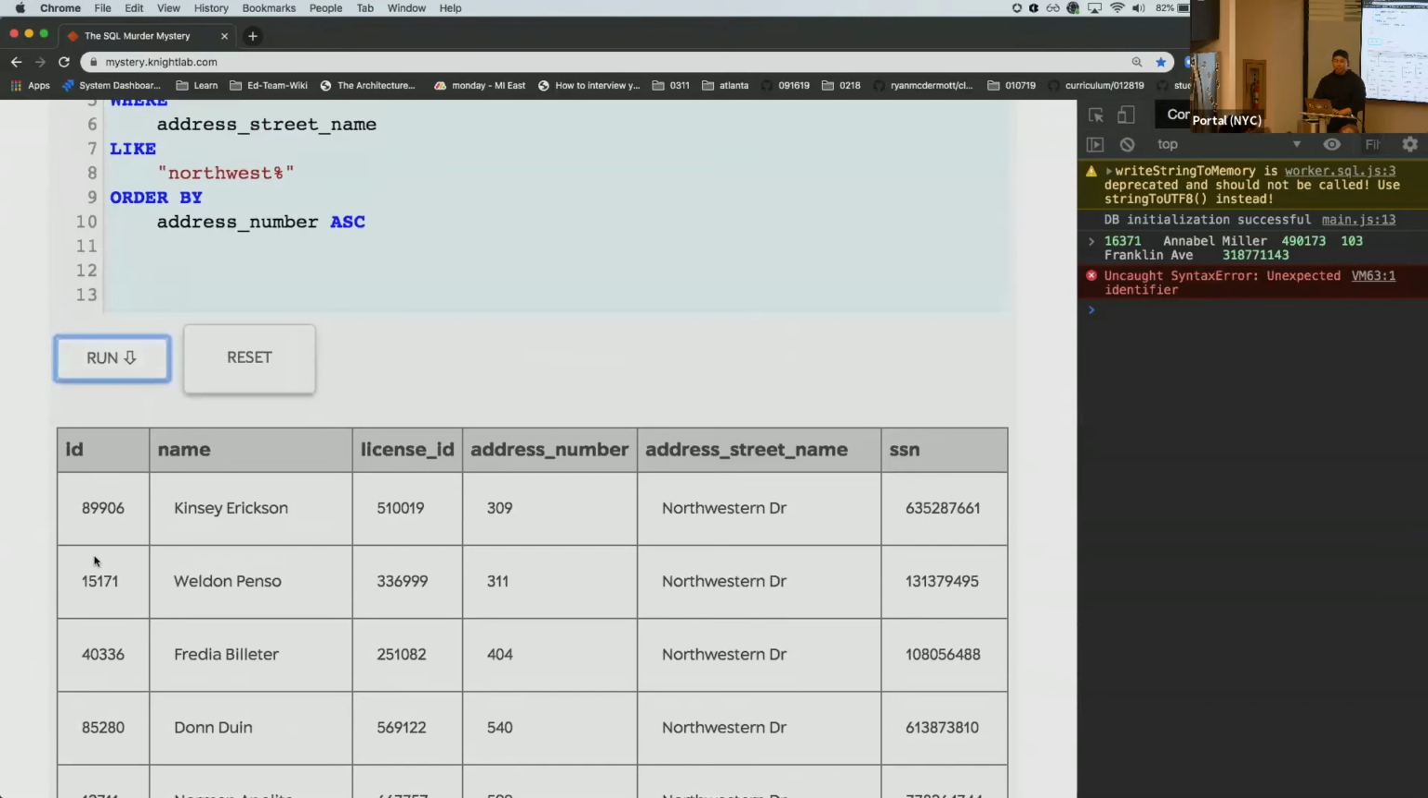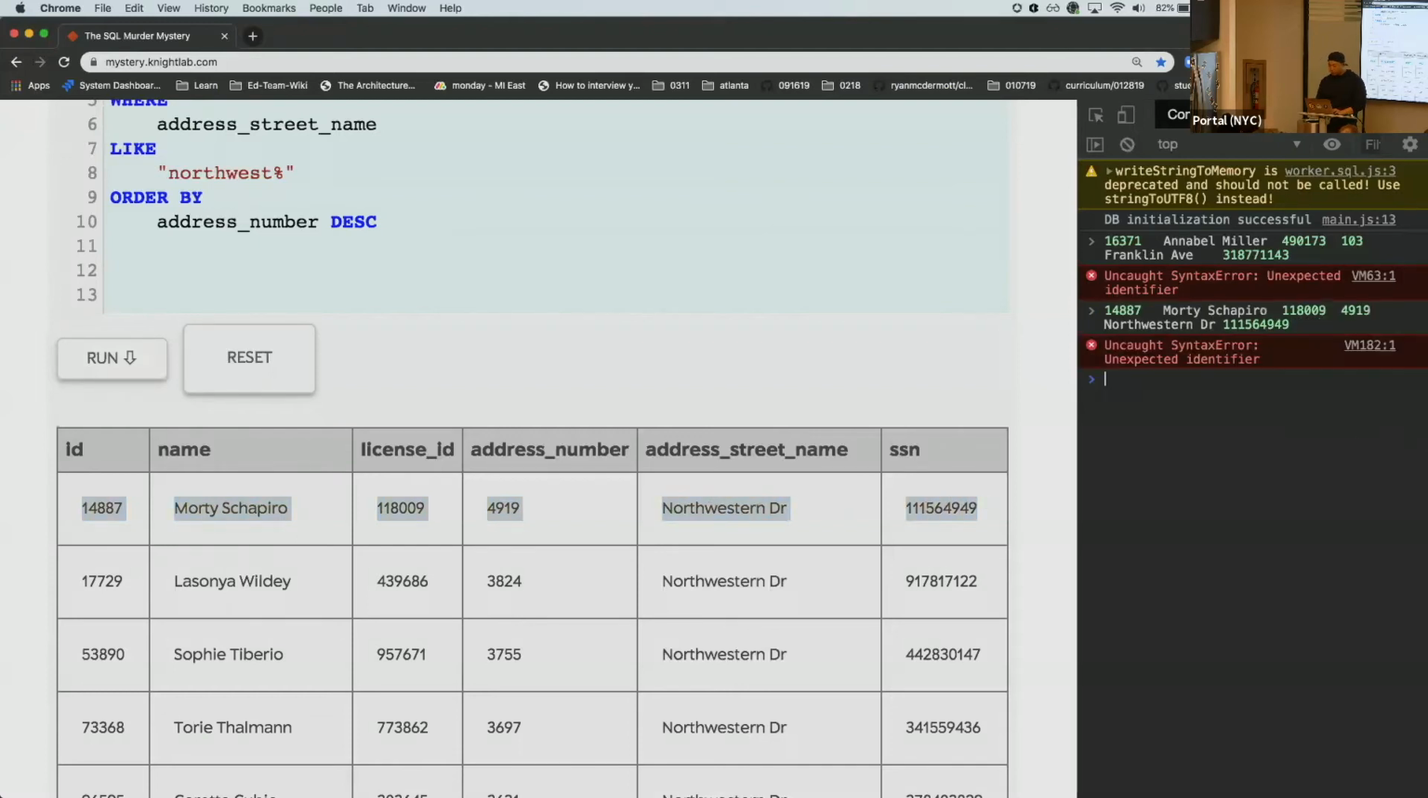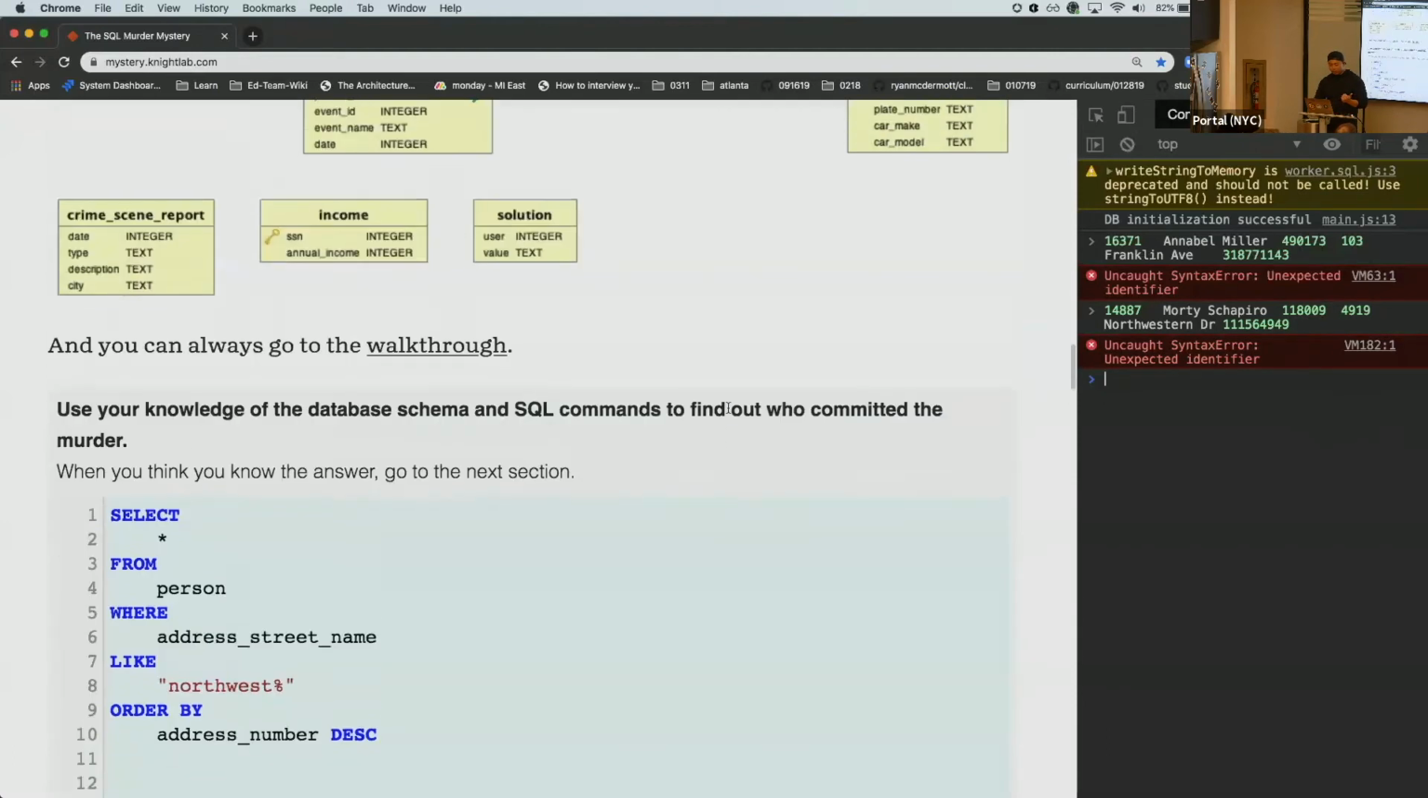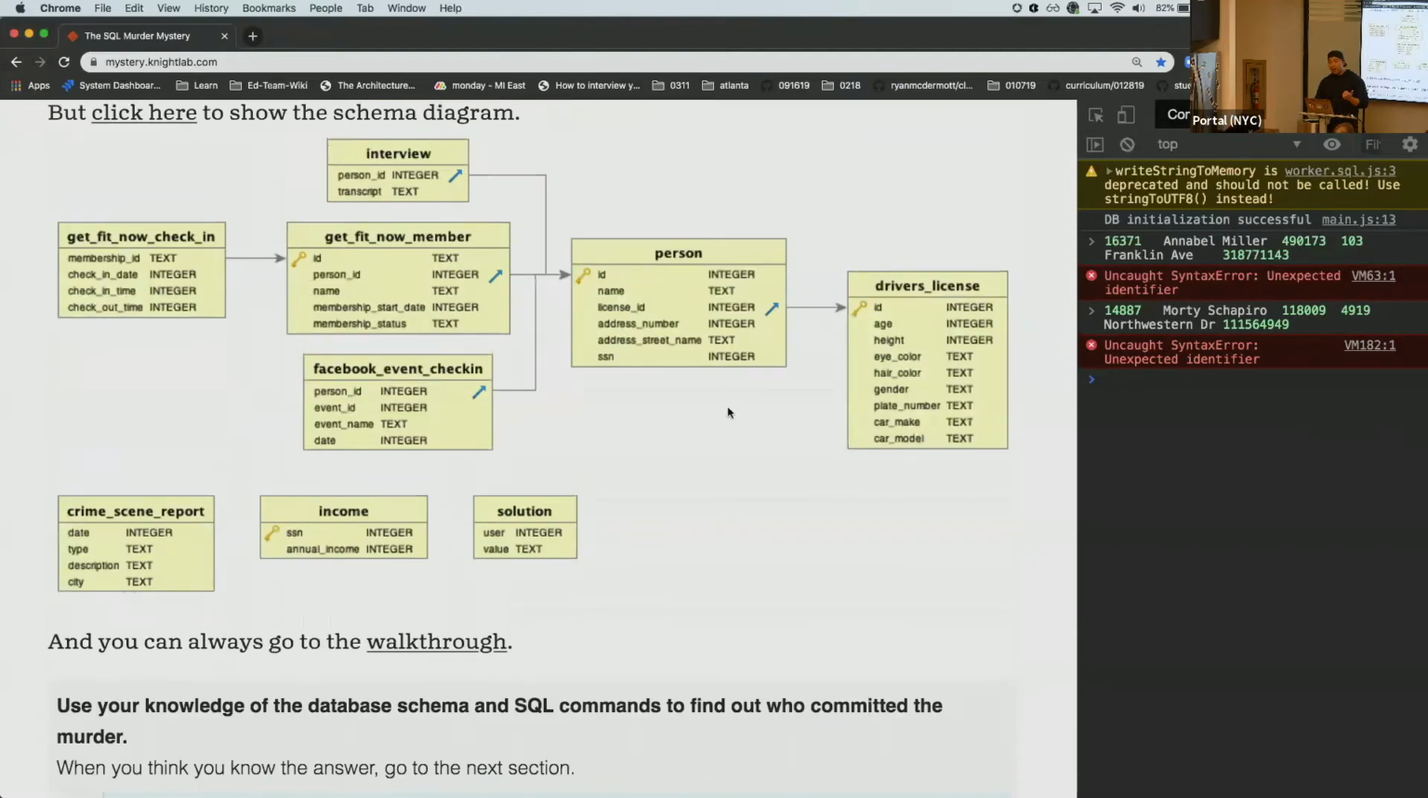That is absolutely correct. Ascending is going from low to high. I always forget, so I run one and I'm like, oh, that was the wrong one, and then I run the other one. So descending it is, and here we go. Oh my goodness, Morty. So we found old Morty over here, embarrassing. So now we have our two witnesses, right? We have Morty, and then we have Annabelle Miller.